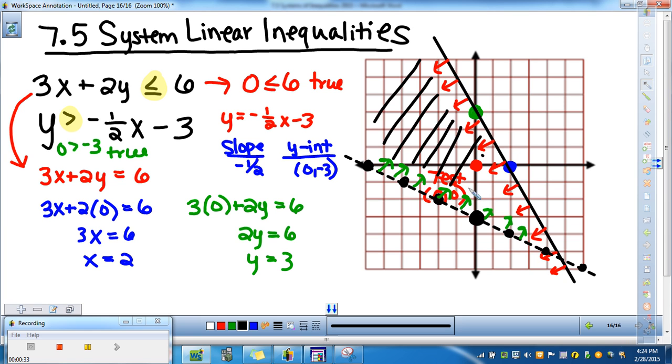Now we want to only shade the part where the shading overlaps, which will look like this, and that is our solution.